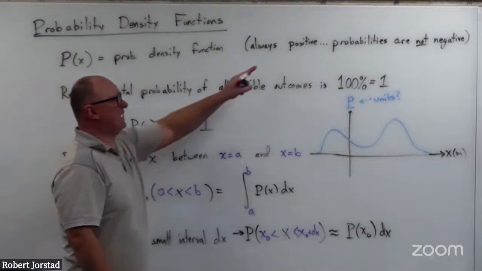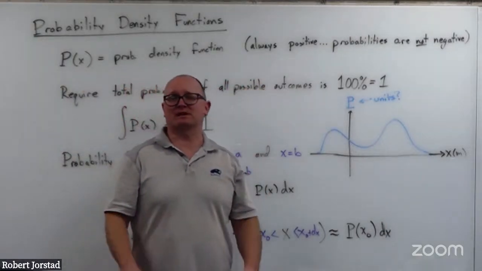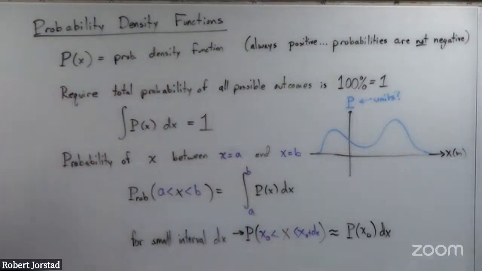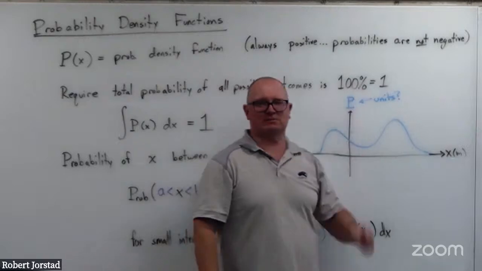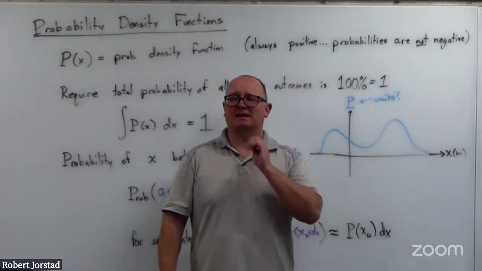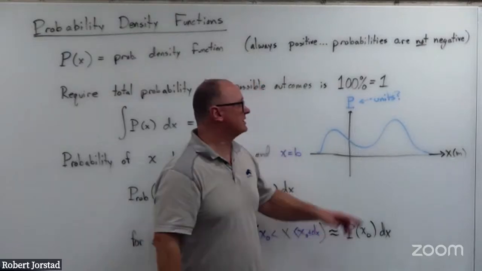It's always positive because probabilities are always positive. We're not going to have a negative 3% chance of snow tomorrow. Okay, you can have a 0%, but not negative. We're going to require that the total probability of all possible outcomes is 100%, right? Maybe there's a 30% chance it rains and a 70% chance it doesn't rain. They add up to 100%, which is 1.